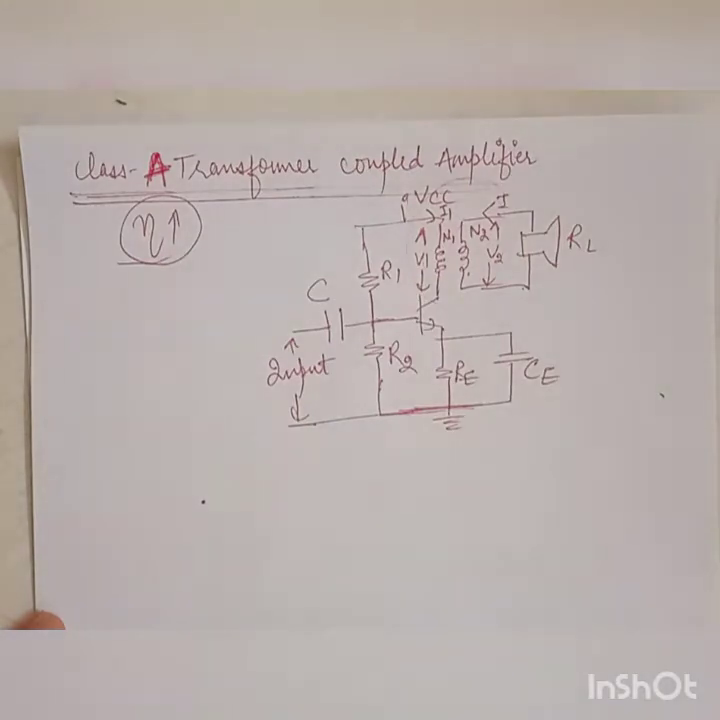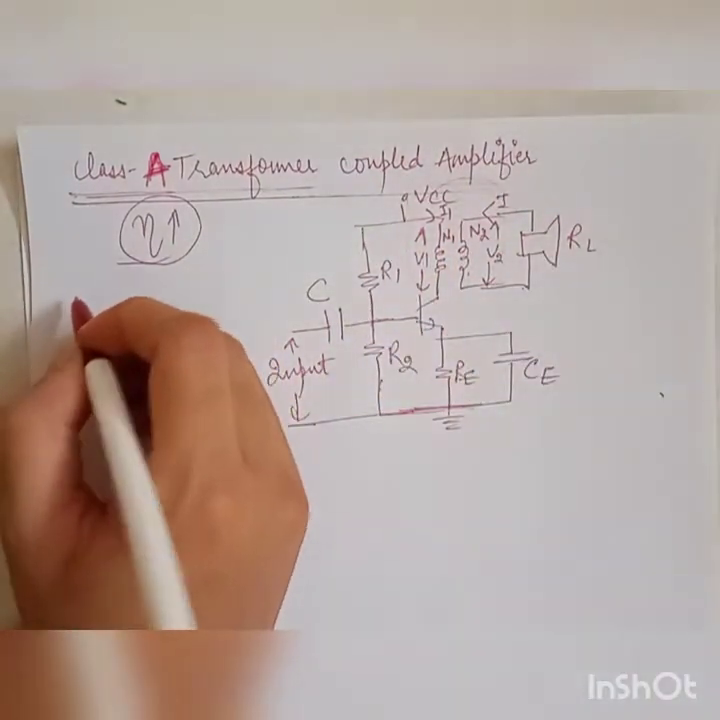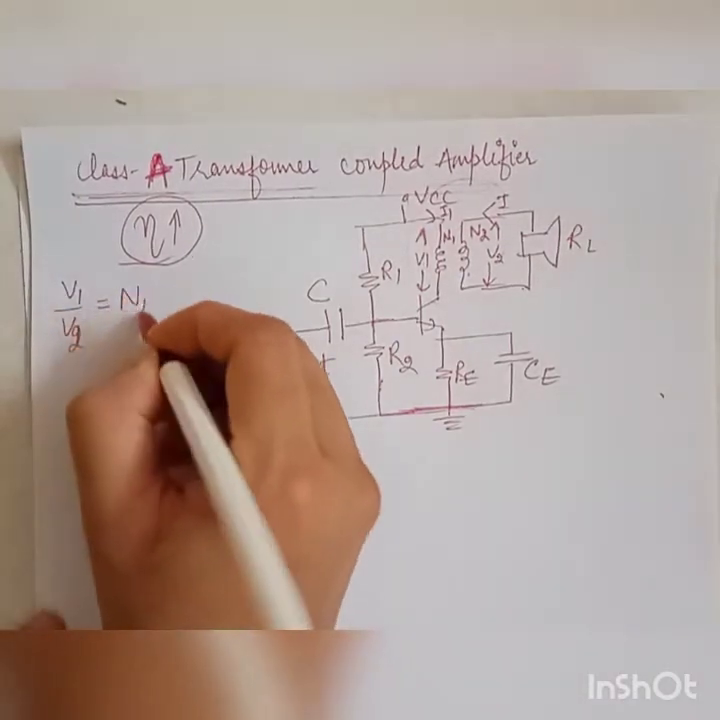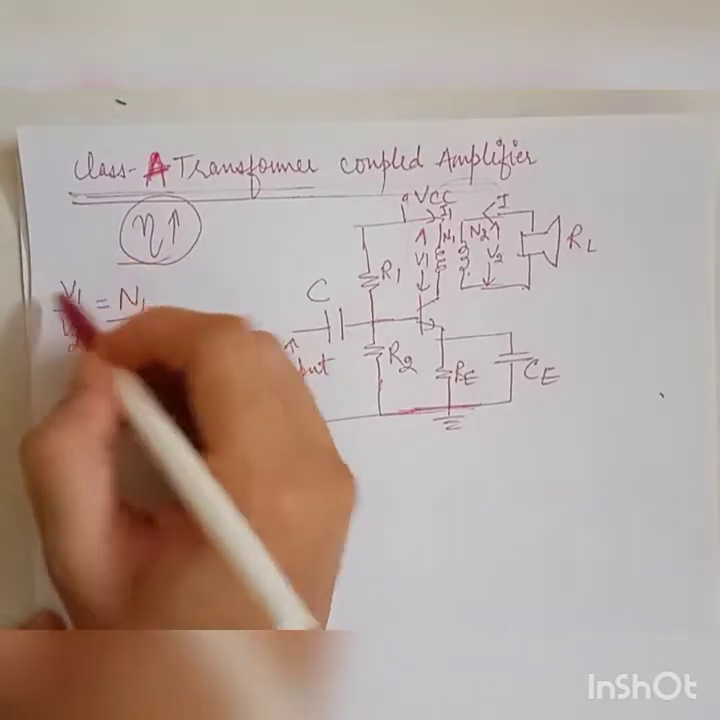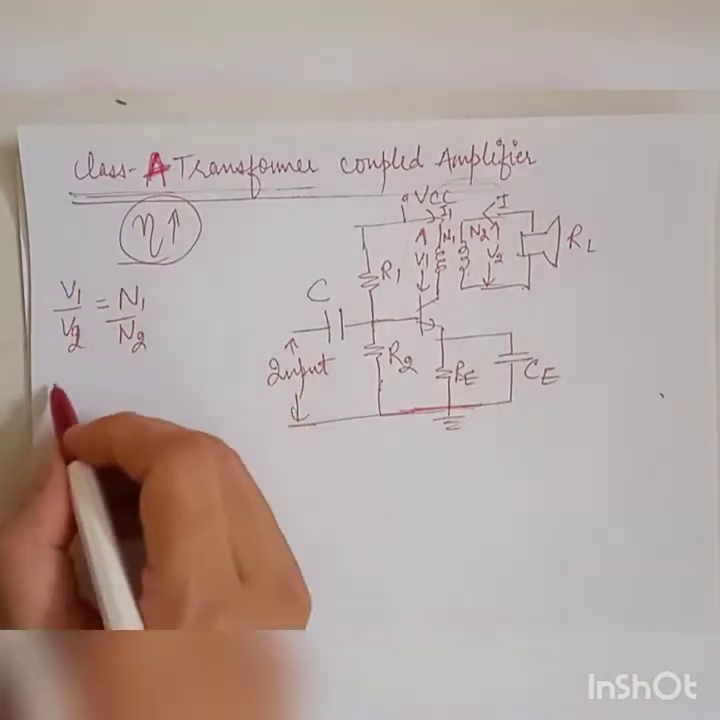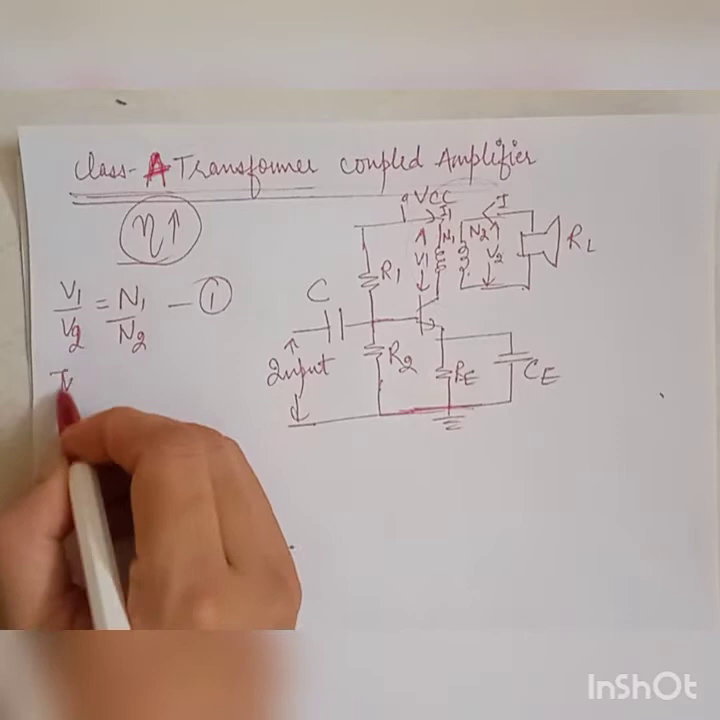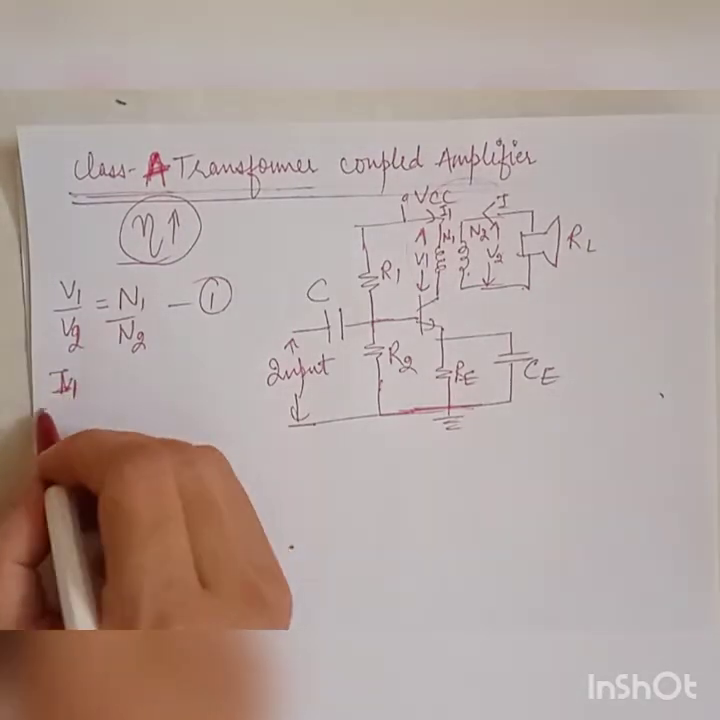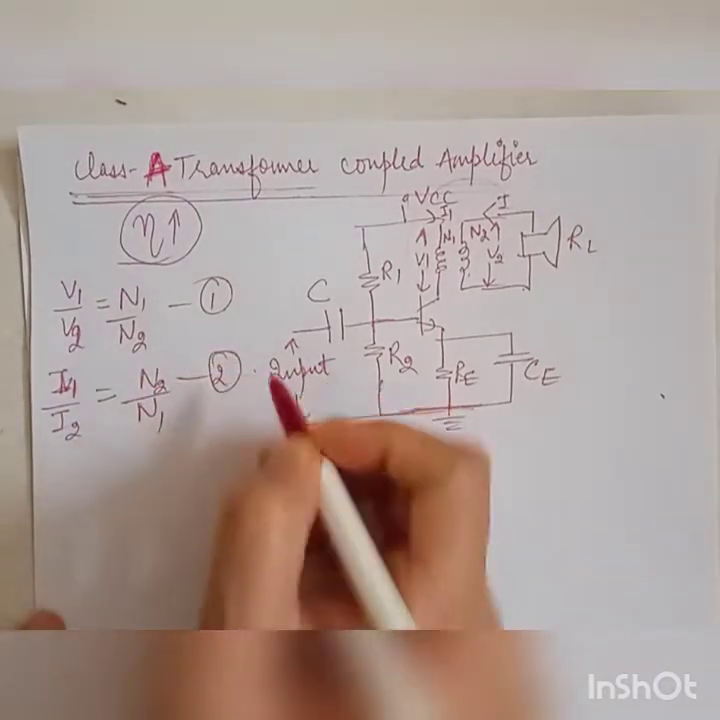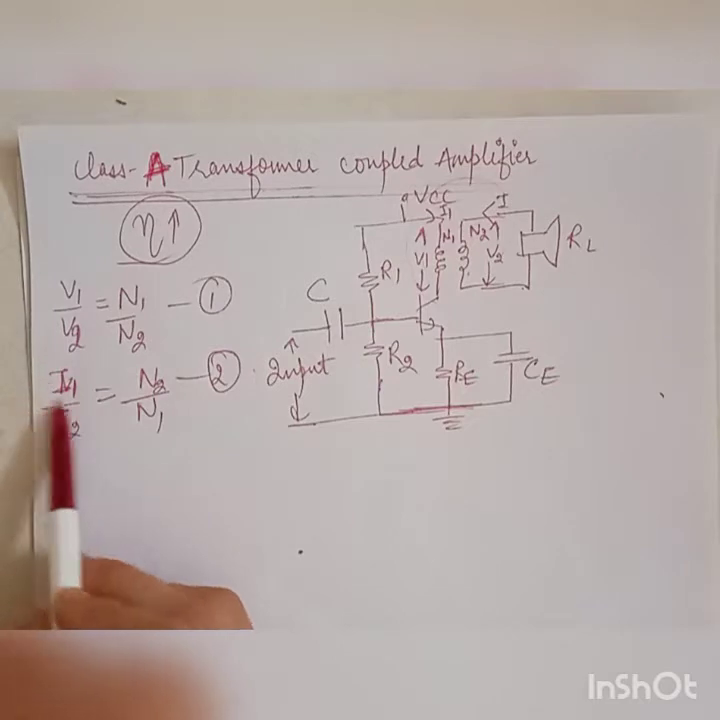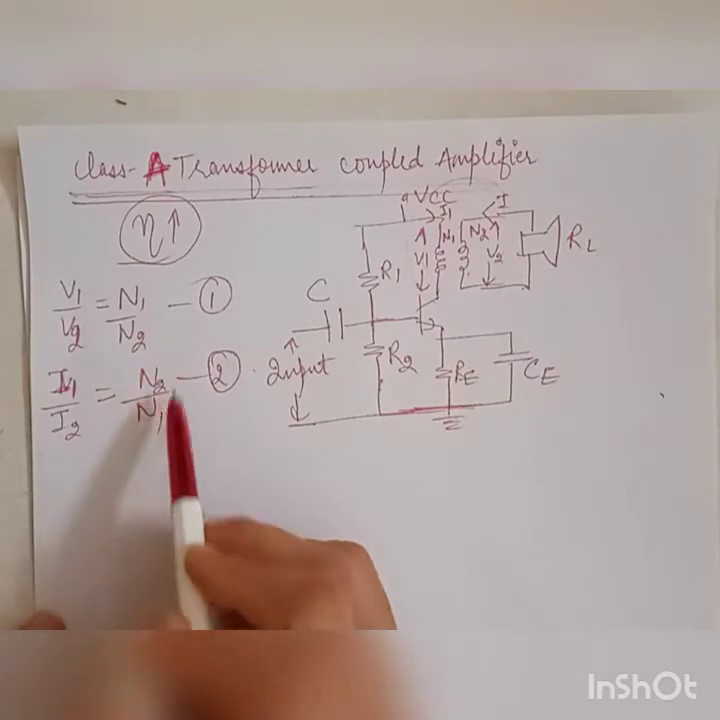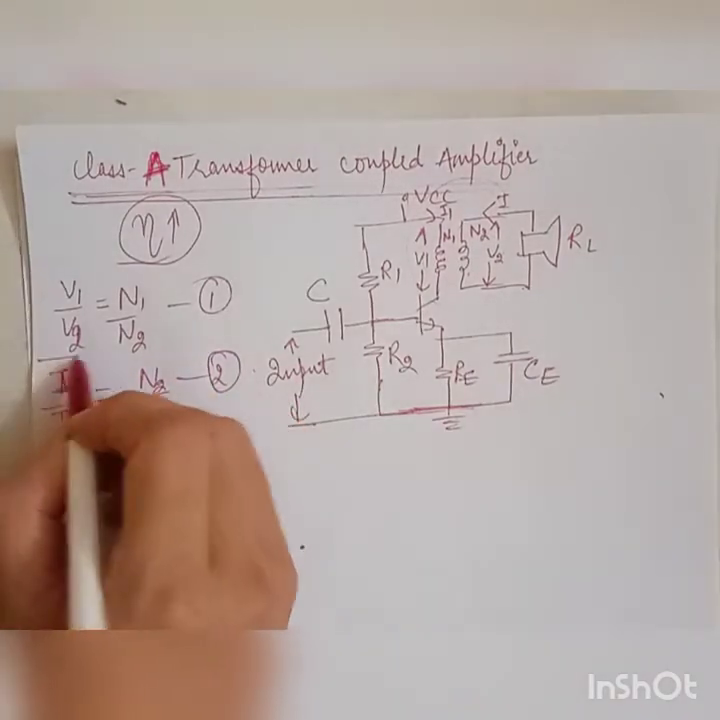So in this transformer coupled amplifier, since we are using a transformer, I should write down the equation of transformer, that is V1 by V2 is equal to N1 by N2. That is primary input to the secondary input is nothing but equal to the turns at the primary to the turns at the secondary. This is my equation 1. Similarly, I'll write another equation for transformer, that is I1 over I2 is equal to N2 over N1. This is another equation for transformer which is giving you the value of current at the primary winding to the current at the secondary is equal to the number of turns at the secondary to the number of turns at the primary.